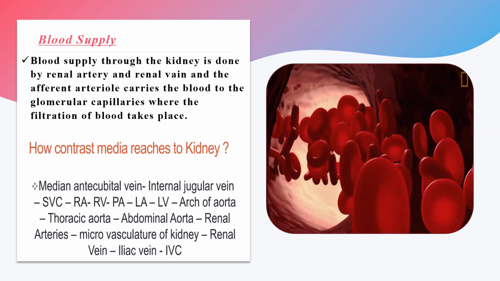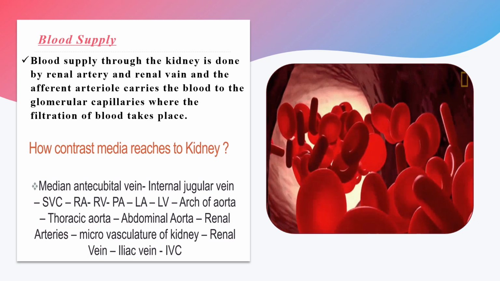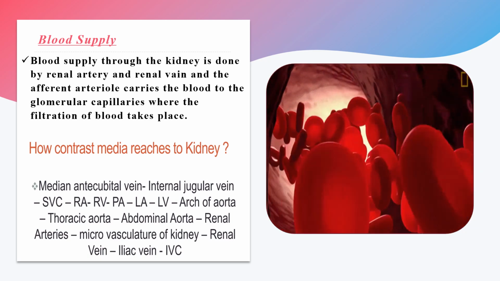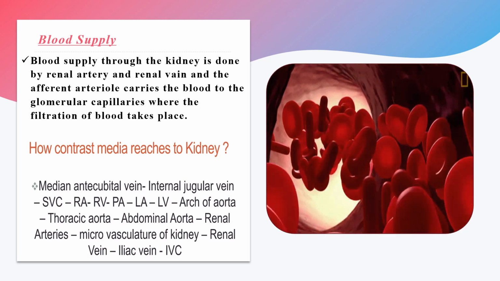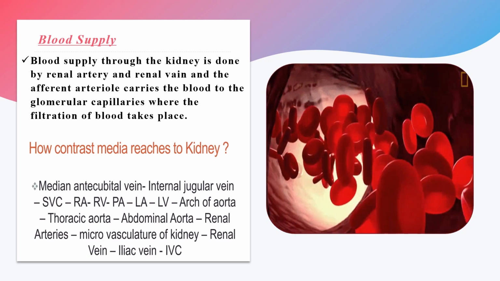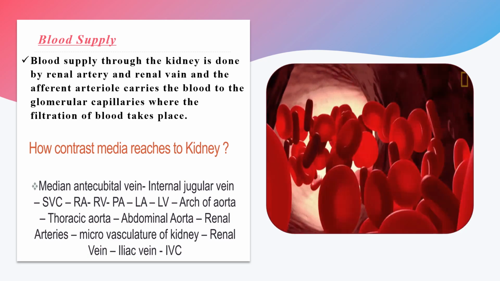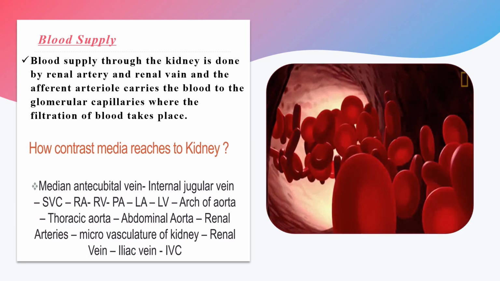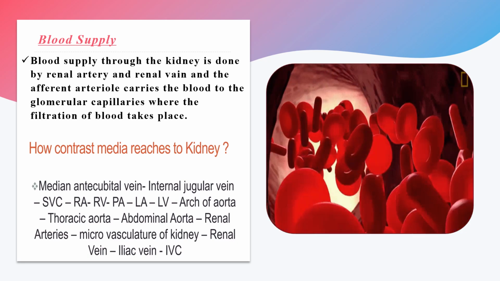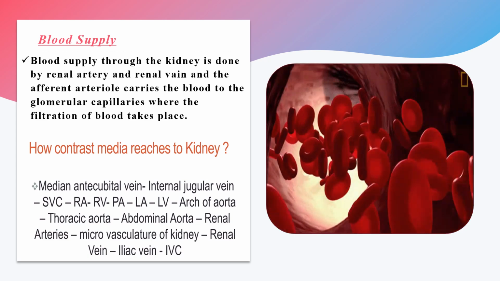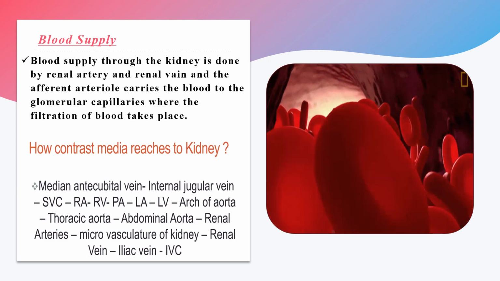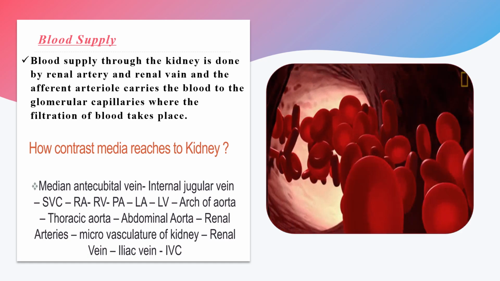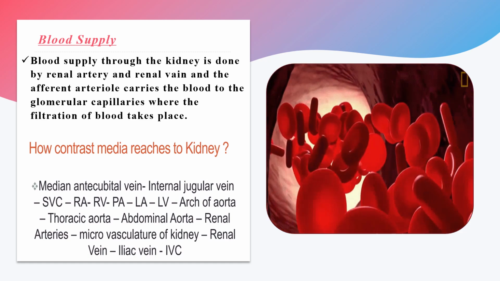After that, it goes to the abdominal aorta, and from the abdominal aorta it goes to the renal arteries, and after that it goes to the microvasculature of the kidney, like the afferent arteriole and glomerular capillaries. After that, it comes to the renal vein, and the renal vein gives the blood to the iliac vein, and the iliac vein returns this blood to the IVC, and the whole circulation is complete now.